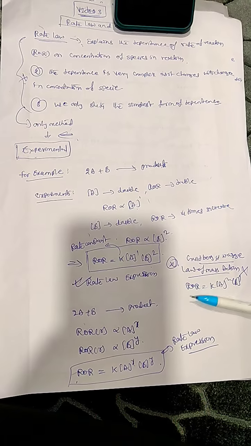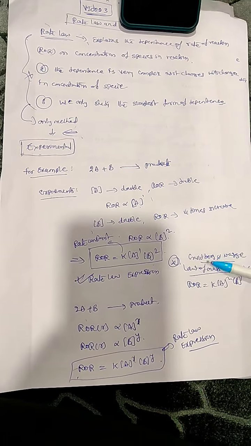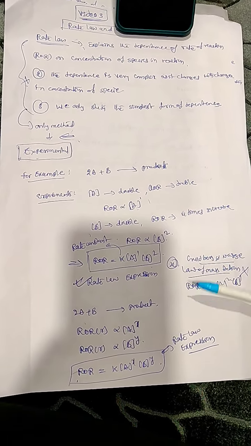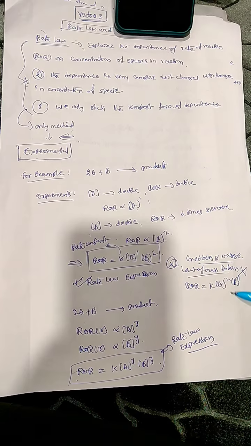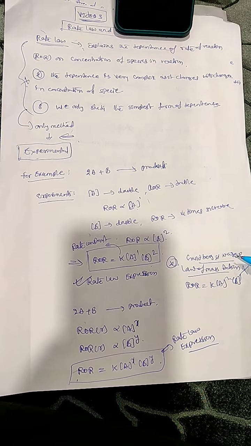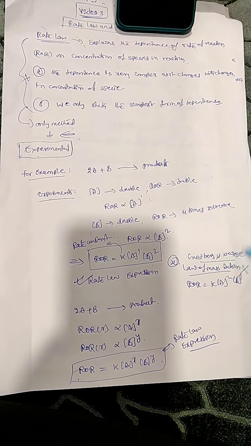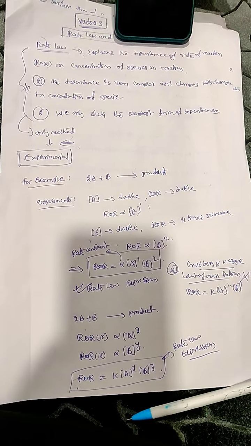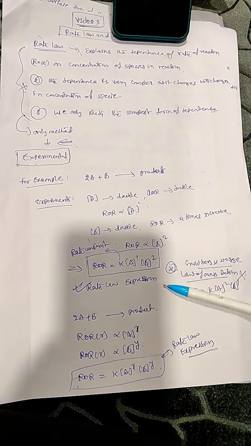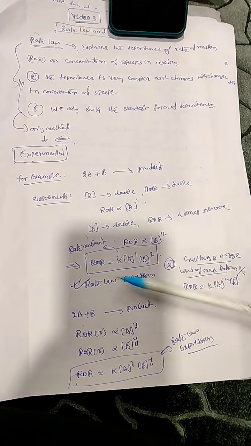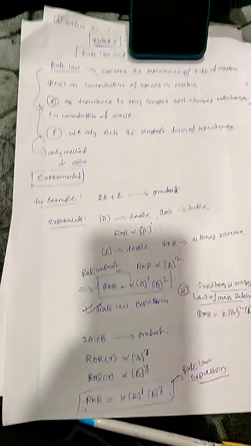According to Guldberg and Waage's law of mass action, which we already discussed in chemical equilibrium, the rate of reaction is equal to K into concentration of A square into concentration of B to the power of 1, that is, the powers are the stoichiometric coefficients. But this is not valid 100%. The rate of reaction is calculated through experiment only. This is the discussion you have to remember. Thank you.